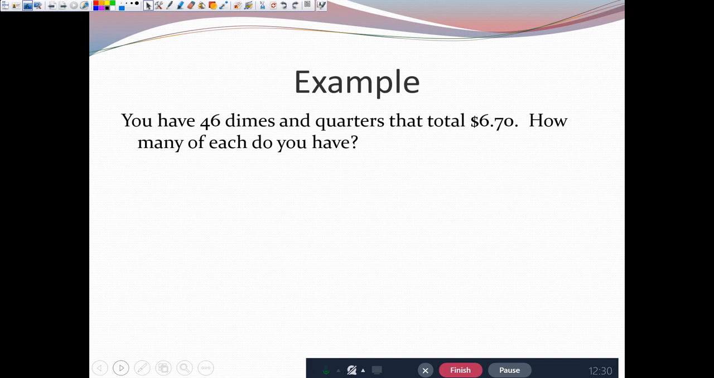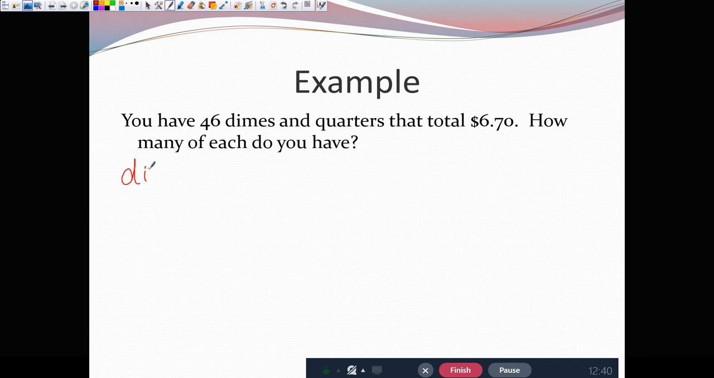Okay, you have 46 dimes and quarters that total $6.70. How many of each do you have? So I'm looking for dimes and quarters. My dimes are my smaller amount, so that's going to be my single variable. And what do dimes equal in money? 10 cents. So I'm going to do 0.10.